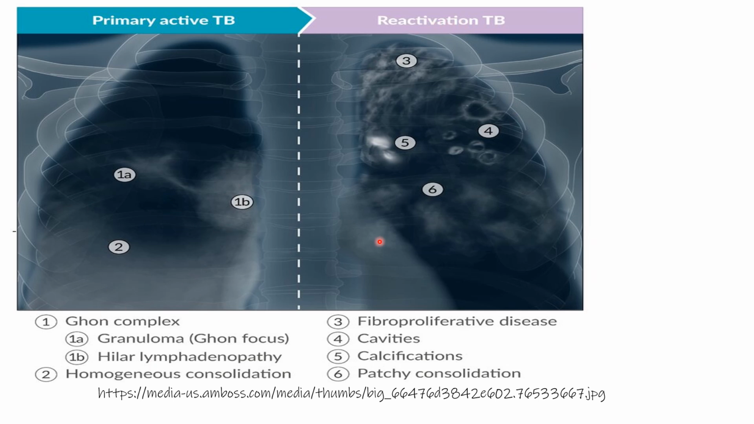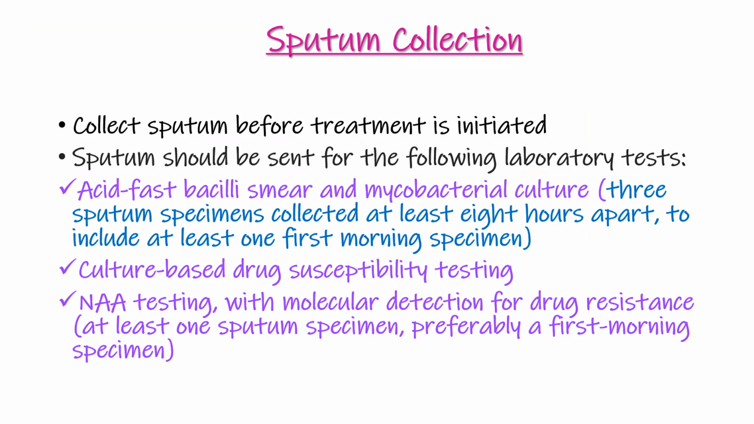In reactivation of TB, you can see number 3, we have fibroproliferative disease. Number 4, you have cavities. Number 5, this looks white, as you know, like if you check an X-ray of bone, you'll see white. So this is calcification, and then we have patchy consolidation.